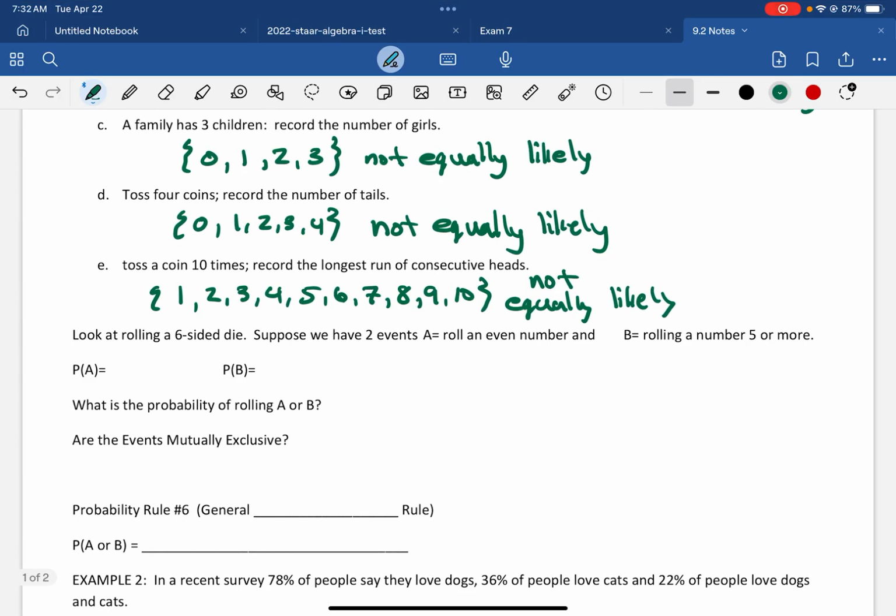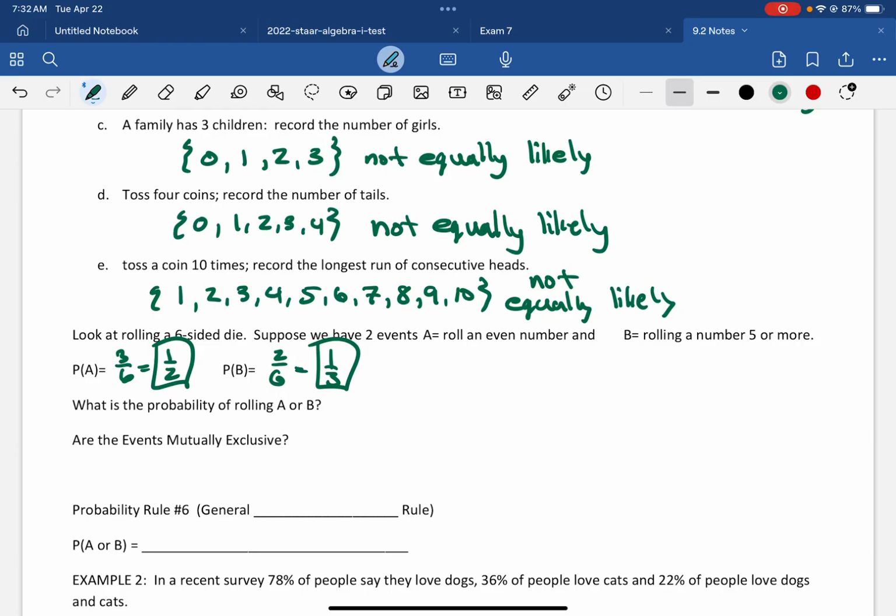Okay. All right, look at the next section. It says, look at rolling a 6-sided die. Suppose we have 2 events. Event A is rolling an even number, and event B is rolling a number of 5 or more. Well, even number, 3 of them are even, so 3 out of 6, which is 1 out of 2. That's the probability of event A. Probability of event B, rolling a number of 5 or more. Well, there are only two numbers that are 5 or more, the 5 and the 6. So 2 out of 6, which is 1 out of 3. Okay. What is the probability of rolling A or B?